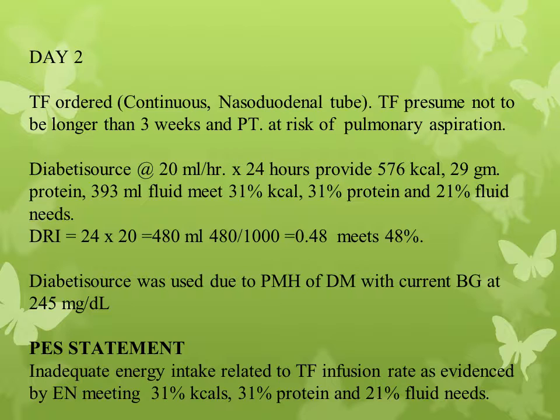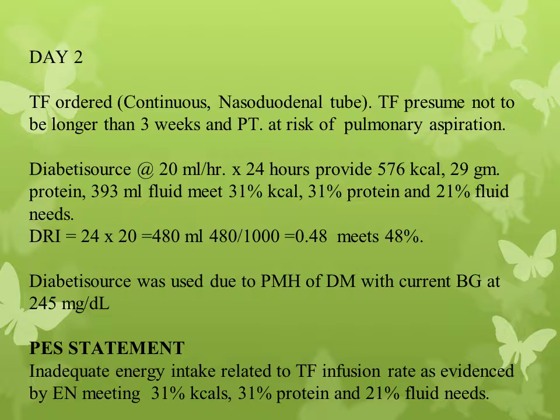The tube feeding ordered by MD was diabetic source at 20 ml per hour using continuous nasoduodenal tube. The reason they use nasoduodenal tube was because the patient is at risk of pulmonary aspiration, and they believe the patient will be off the tube feeding by 3 weeks. So that's why they do continuous and nasoduodenal tube.